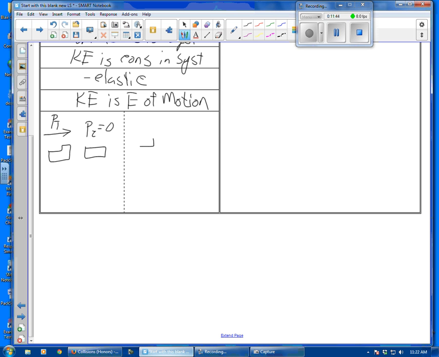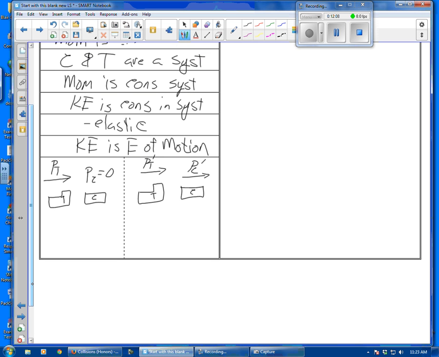Afterwards, we still have our car and our truck. This is the car, that's the truck, sorry. The truck is still moving in this direction, so it has momentum in that direction. We'll call it momentum prime. And now the car is also moving in this direction, so now the car also has momentum in that direction. You'd need all of that to get full credit on your Y. Alright?